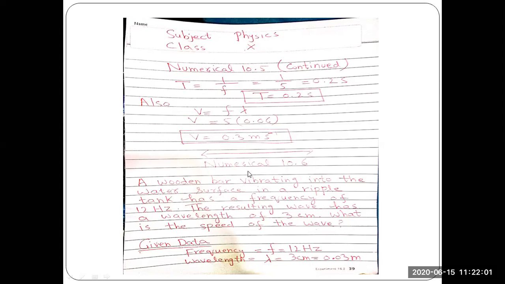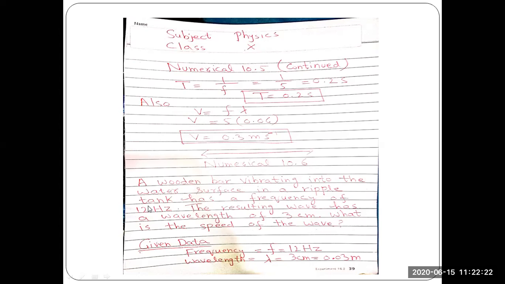Now I start numerical 10.6. I read the numerical statement. A wooden bar vibrating on the water surface in a ripple tank has a frequency of 12 Hz. The resulting wave has a wavelength of 3 centimeters. What is the speed of the wave?